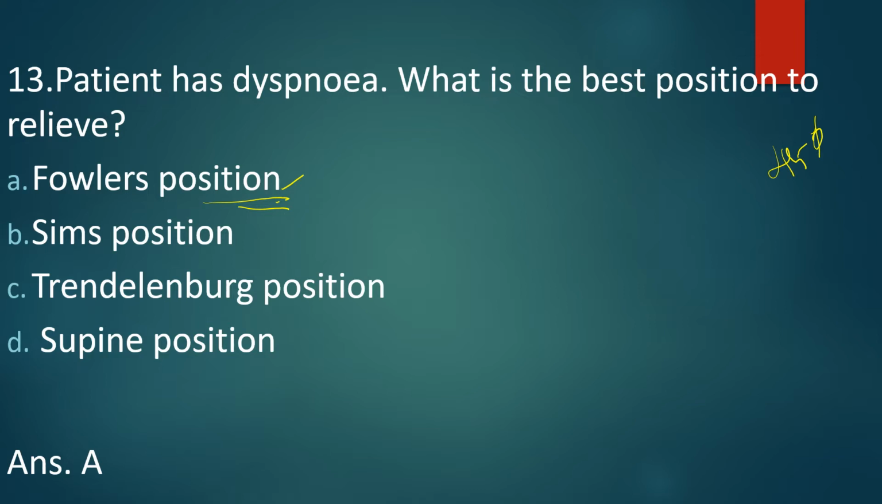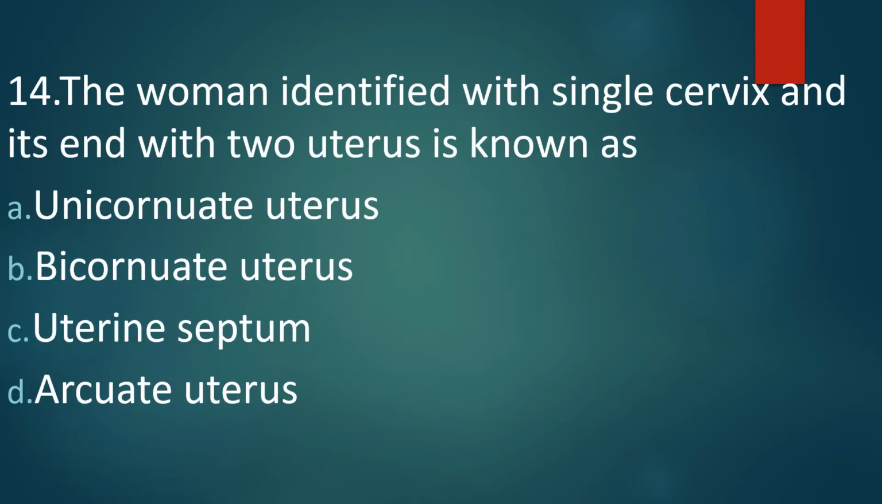Next is the woman identified with a single cervix which ends with two uterus. Normally, a woman will have a single cervix and single uterus, but here the question you have to understand is two uterus. It happens rarely.